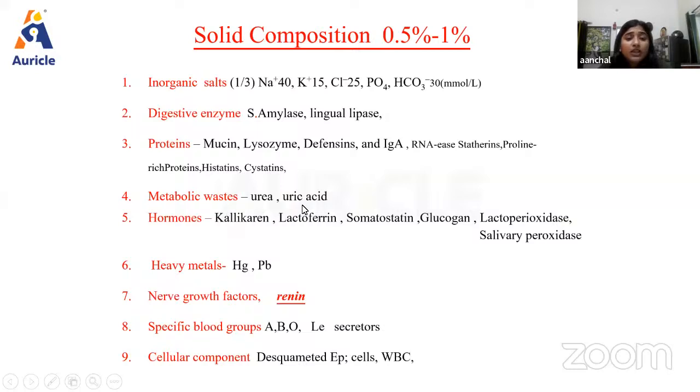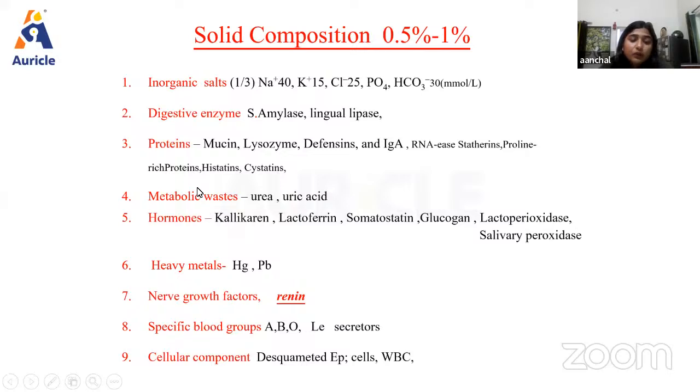Now we have some metabolic waste also, for example, urea, uric acid. Some hormones and other factors are also there like kallikrein, lactoferrin, somatostatin, glucagon, lactoperoxidase, salivary peroxidase. Then heavy metals are also there like mercury and lead. Then nerve growth factors and renin are there.